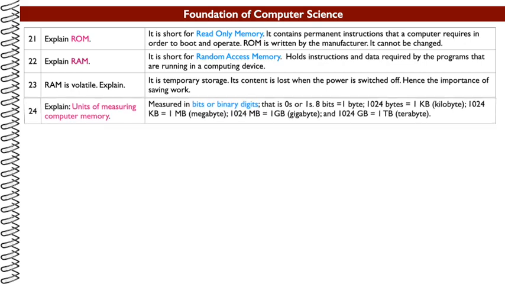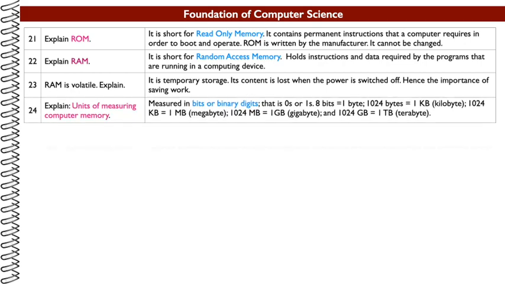What are the units of measuring computer memory? Computer memory is measured in bits, or binary digits. 1024 bytes equals 1 kilobyte. 1024 kilobytes equals 1 megabyte. 1024 megabytes equals 1 gigabyte, and 1024 gigabytes equals 1 terabyte.